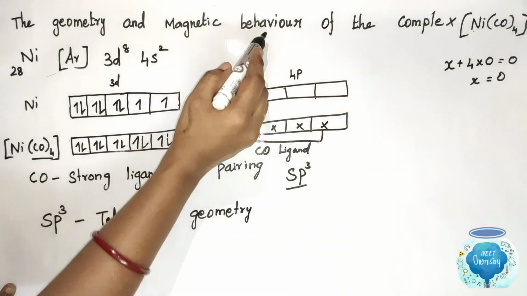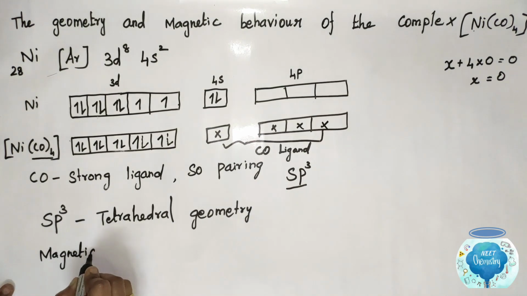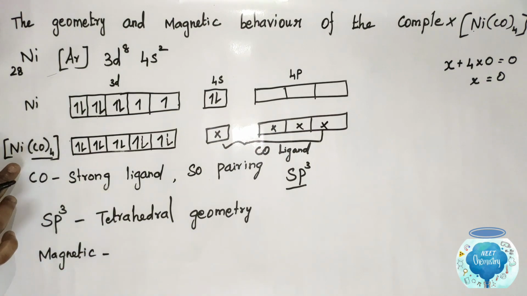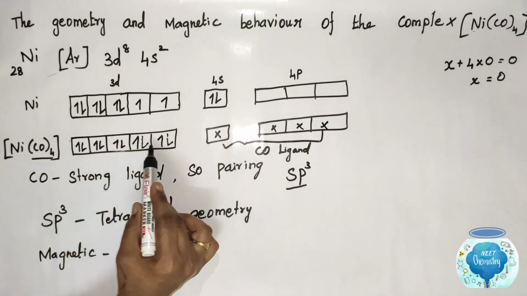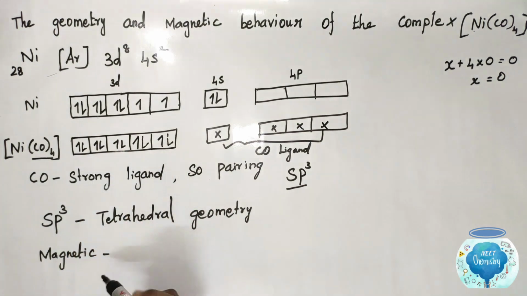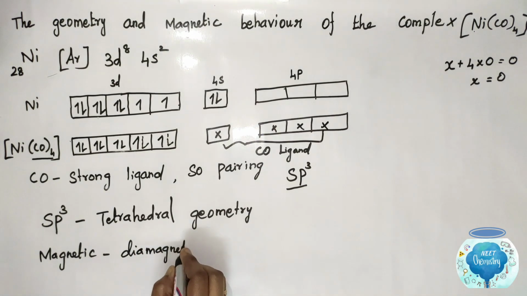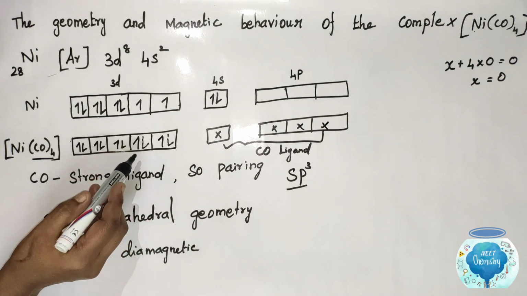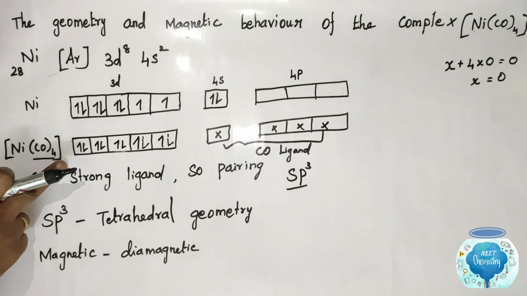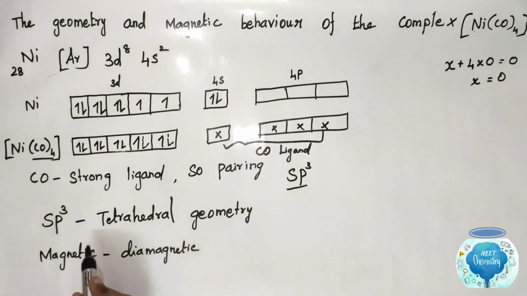Next question is the magnetic behavior. This complex has paired electrons, so it is of diamagnetic nature. If it contains unpaired electrons, then it is paramagnetic, but in this case all electrons are paired. So this complex is diamagnetic in nature.